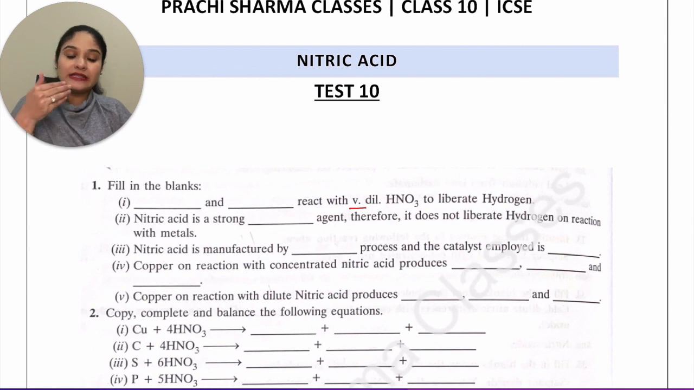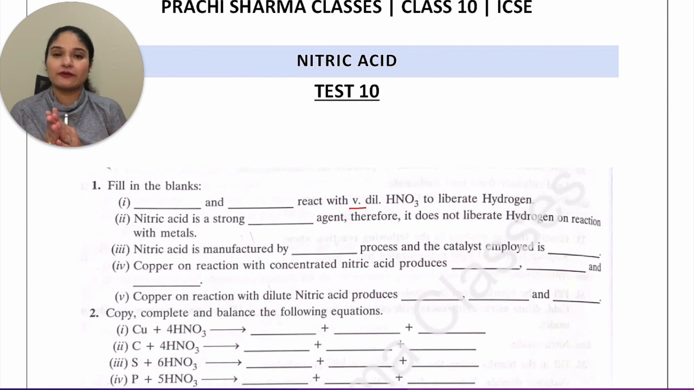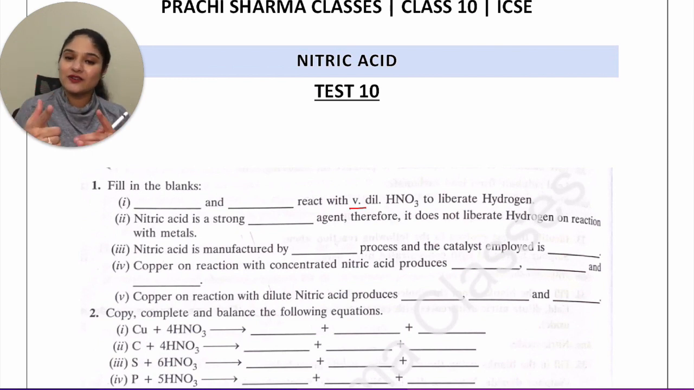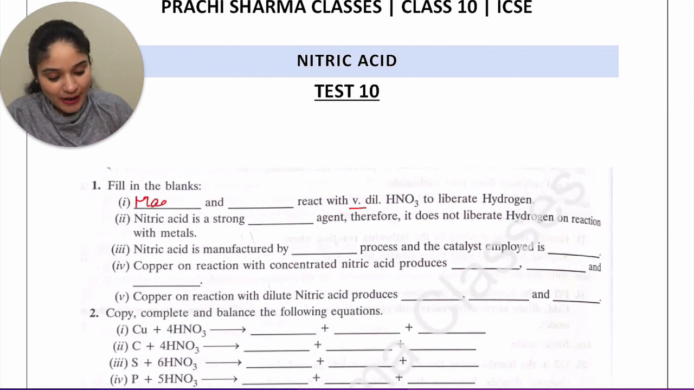Okay, now what is the reason for this? This is an important reasoning question. Why does HNO3 not give out hydrogen with other metals? The reason is that it's a very good oxidizing agent. So instead of giving hydrogen, you end up getting oxides of nitrogen, and you do not get hydrogen gas in the output. So the answer for this particular question is pretty simple. Manganese and magnesium react with very dilute HNO3 to liberate hydrogen. So manganese and magnesium.